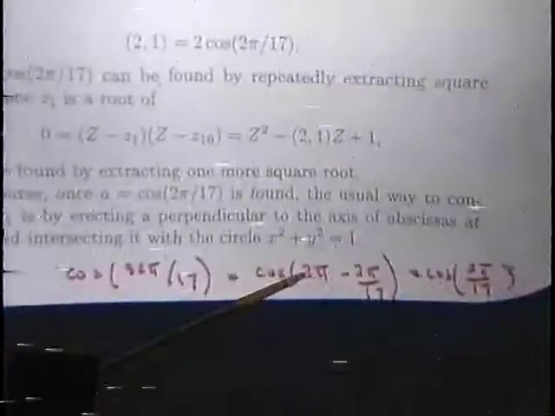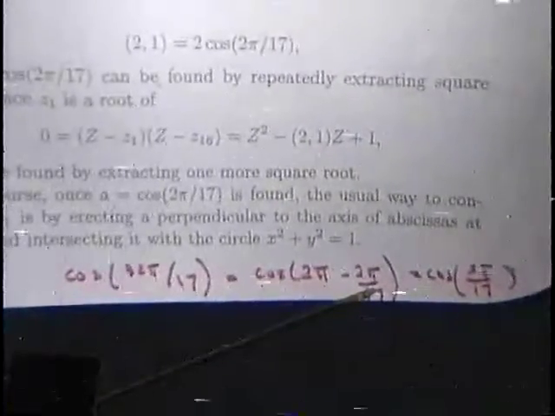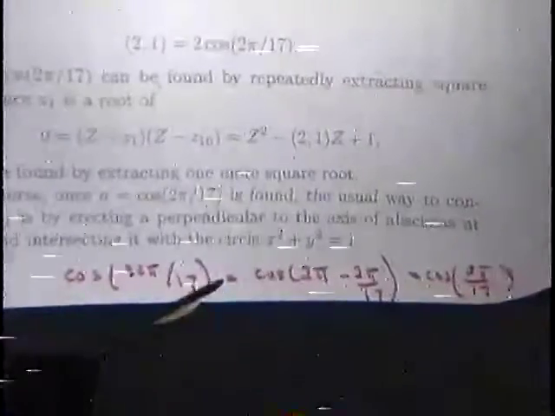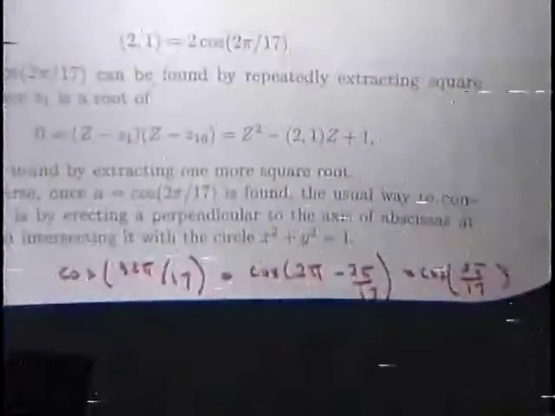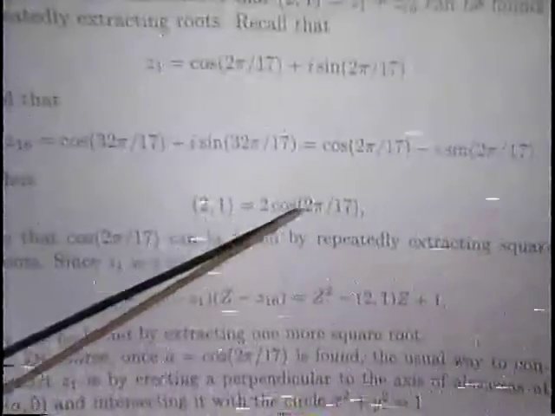So, I have now established that 2 comma 1 can be found by repeatedly extracting square roots, and that's what it is. So, Z1 was that, and Z16 is equal to cosine 32 pi over 17. 32 pi over 17 is 34 pi over 17 minus 2 pi over 17, and the 2 pi doesn't matter when we take the cosine, and the minus doesn't matter when we take the cosine. So Z16 is that, which is just Z1 with a minus sign here instead of a plus. So that means the 2 comma 1 is this, 2 cosine of 2 pi over 17. So cosine of 2 pi over 17 can be found by repeatedly extracting square roots.